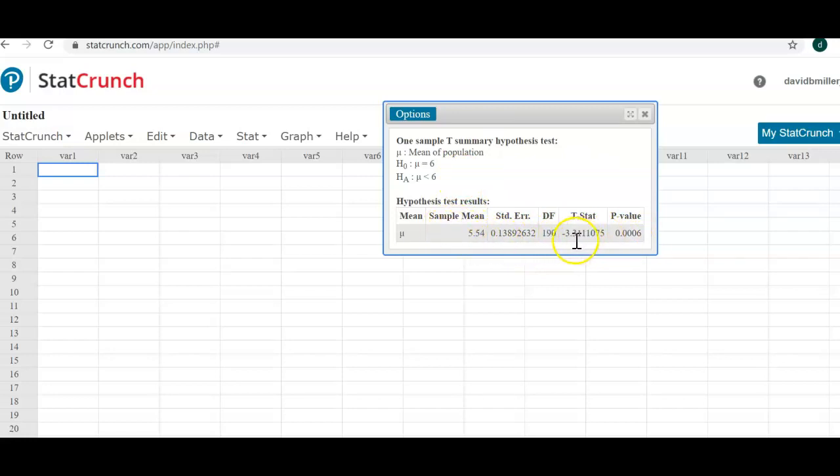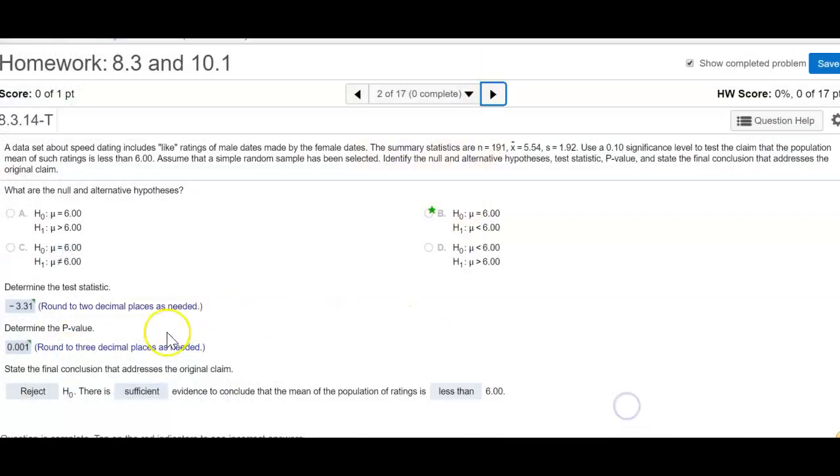The t-stat is this negative 3.31. The p-value is 0.0006. The thing is, my MyMathLab wants you to round that to 3 digits, so that's how you end up at 0.001. But we can reject the null hypothesis because we are below our 0.10 level on that p-value. We're way below it. There is sufficient evidence to conclude that the mean of the population ratings is less than 6.